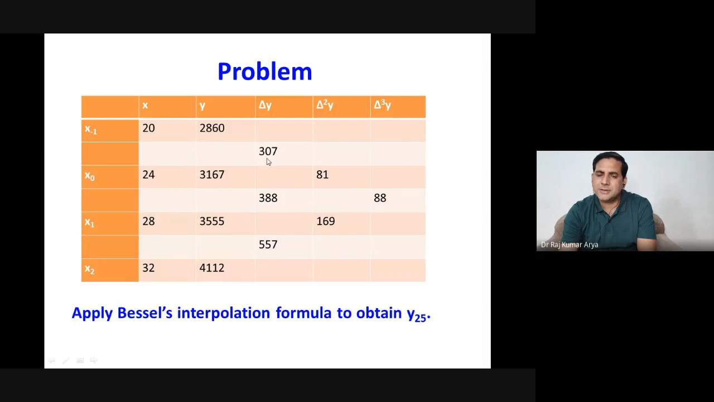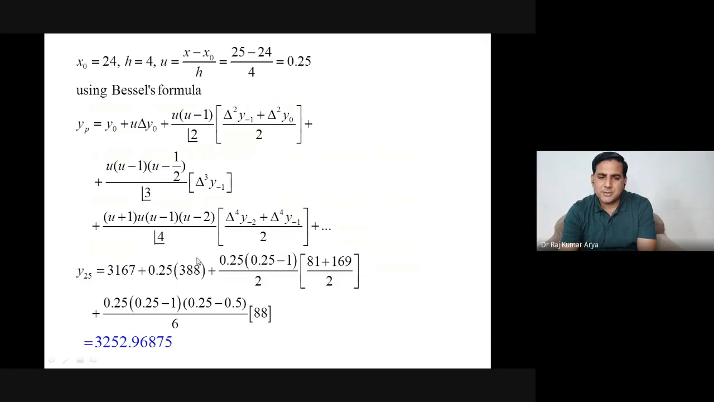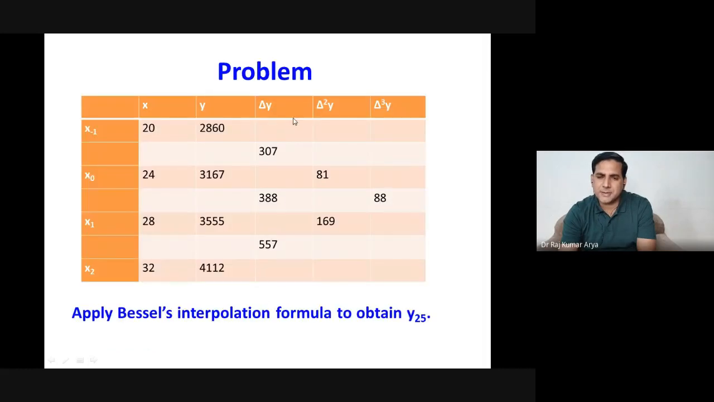So you have this delta minus y1 and this delta y. So you have the first term in this one. Now you have u minus 1. So u is 0.25, u minus 1 is 0.25 minus 1, divided by 2. Now you have delta square minus y1 and delta square y naught. So you have those values from the graph, from your second derivative table.